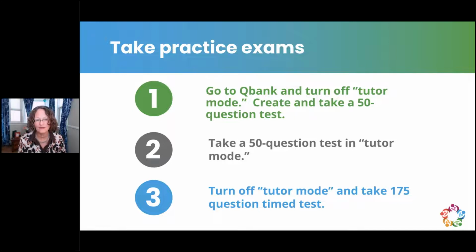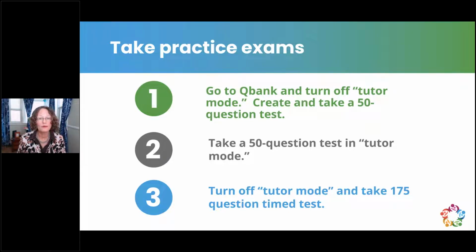in the common textbooks. So when you go to QBank, you want to turn off the tutor mode and set it so that it's untimed. It can either be timed or it can be untimed. Then you can choose how many questions you'd like for each category from the topics in the detailed content outline. All of the questions are mapped to the detailed content outline.